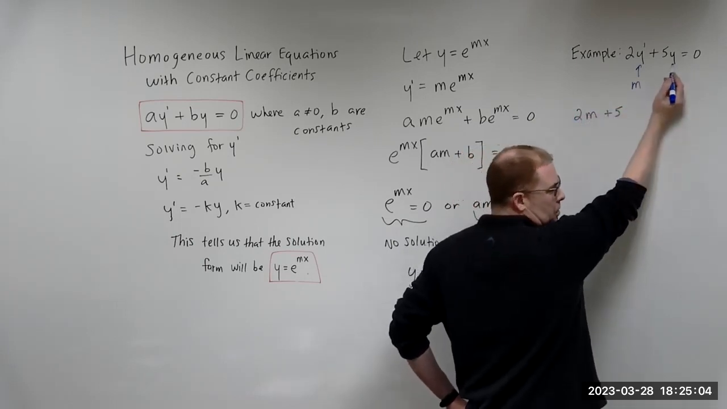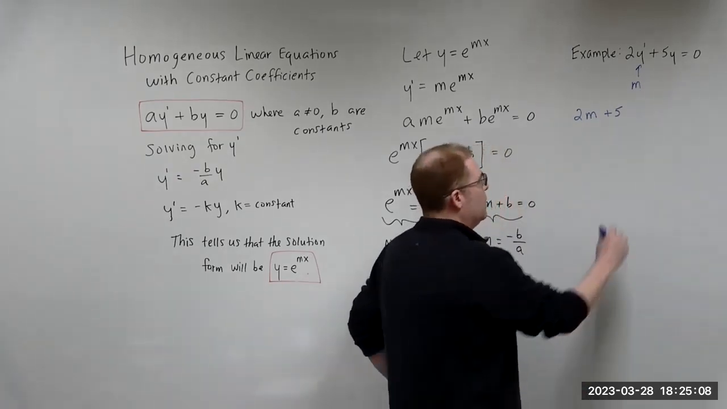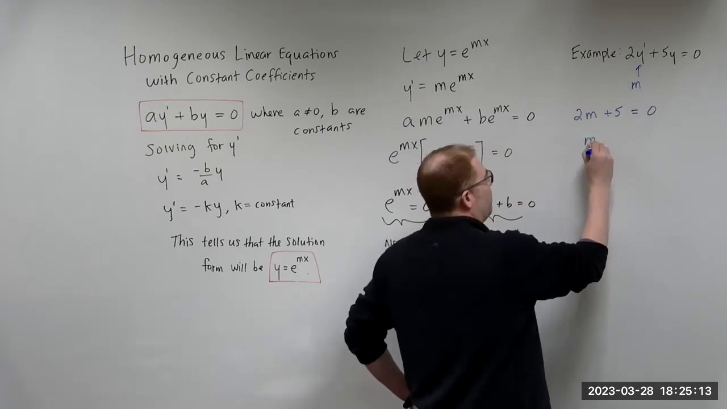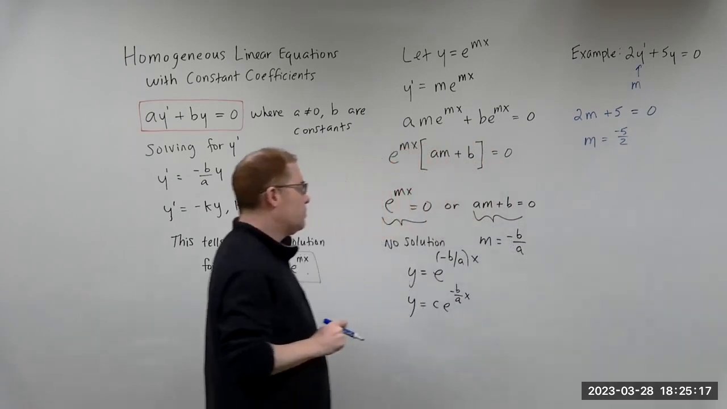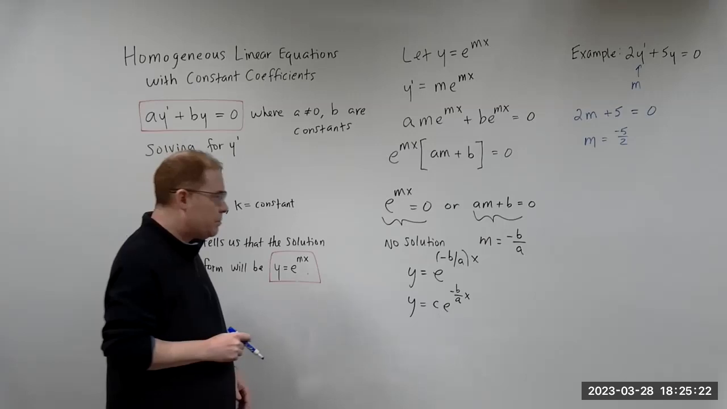There is no derivative here, so this is just y. It's not the first order. So we end up getting this, and from there, we can easily figure out what m is. So there is your b and a.